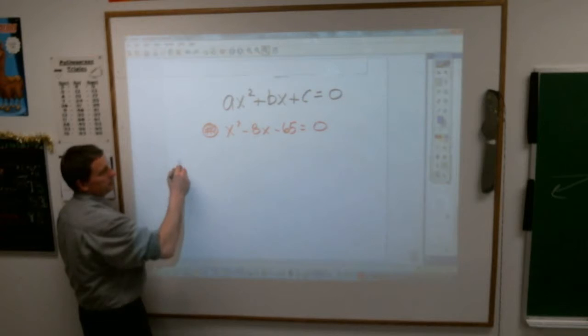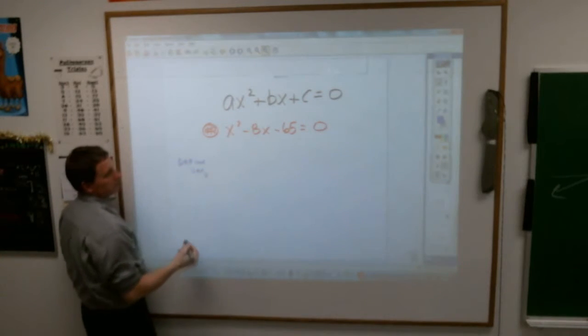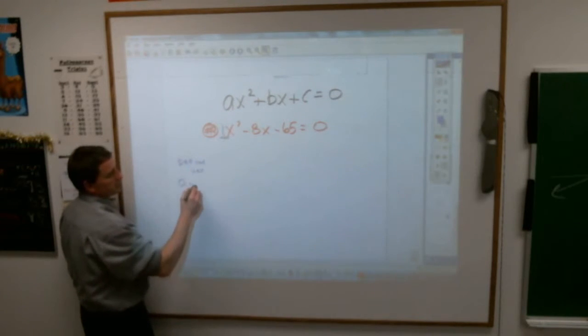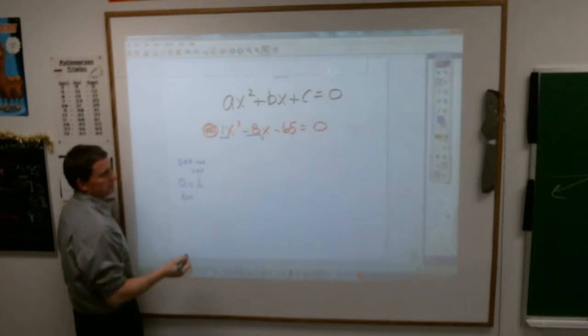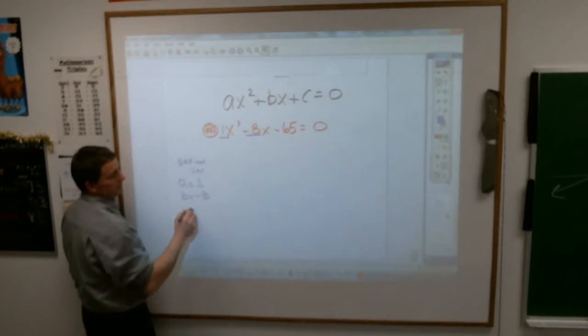So you just need to do this first. Put down your a's and your b's and your c's. Define the variables. A is the number in front of the x squared, which if there isn't one, it's always 1. B, the number in front of the x, is negative 8. And the number in front of the c is negative 65.